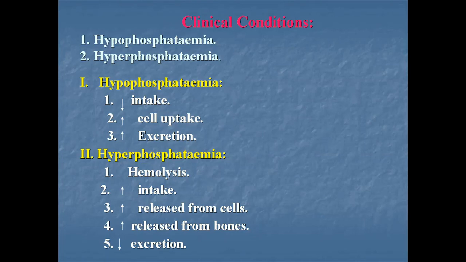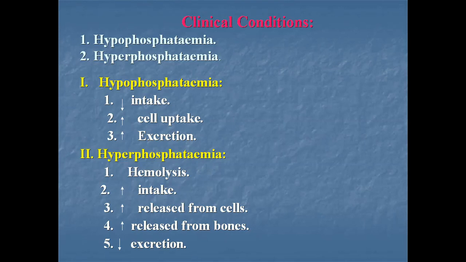Number two, increased cellular uptake, especially in a high carbohydrate diet. Whenever a person takes a high carbohydrate diet, more metabolism of carbohydrates occurs. More metabolism of carbohydrates causes more phosphate utilization, resulting in a decreased level of phosphate, and it leads to hypophosphatemia.